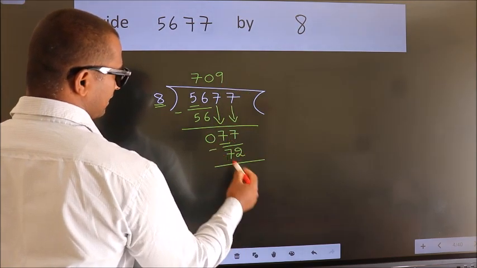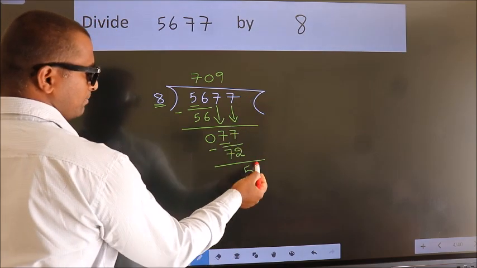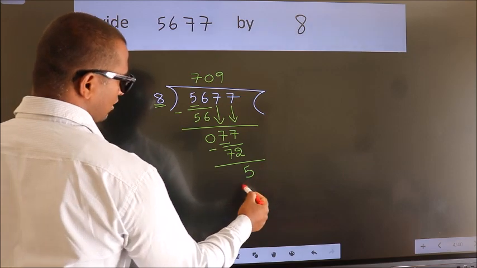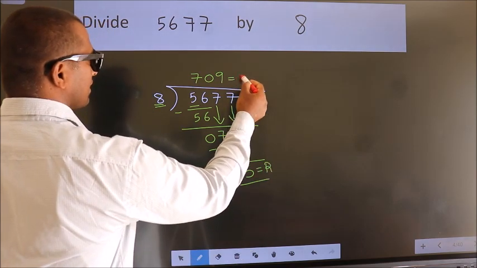Now we subtract, we get 5. No more numbers to bring down, so we stop here. This is our remainder, this is our quotient.